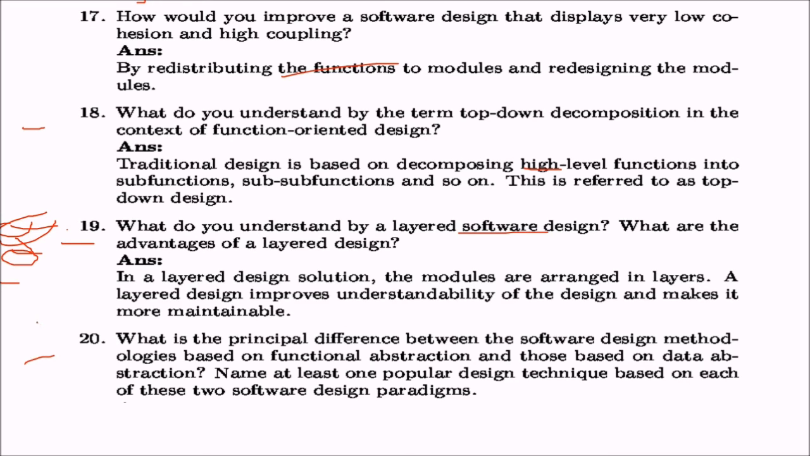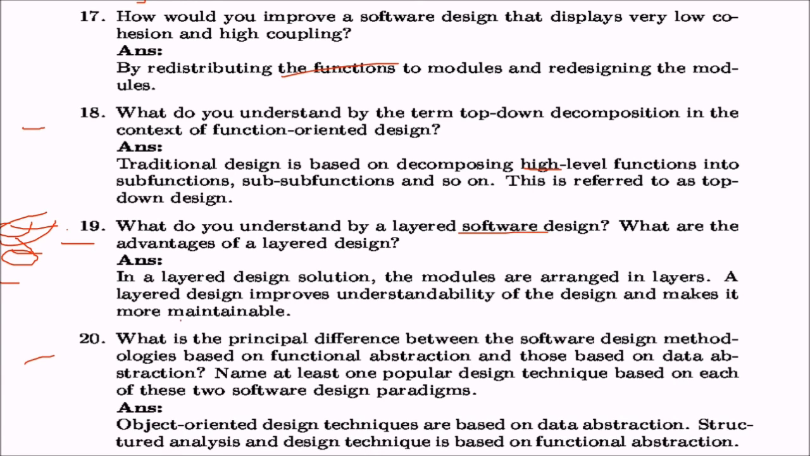Question 20 is what is the principal difference between software design methodologies which are based on functional abstraction and those based on data abstraction? Name at least two popular design techniques based on each of these two software design paradigms. So let us answer them. Object-oriented techniques are based on data abstraction. And structured analysis and design techniques are based on functional abstraction.